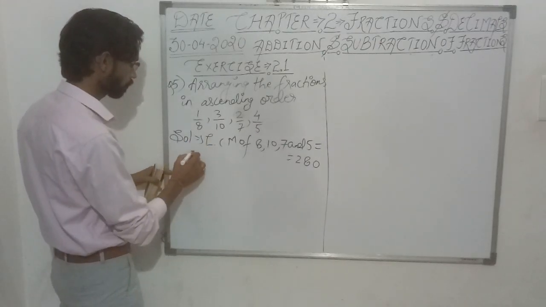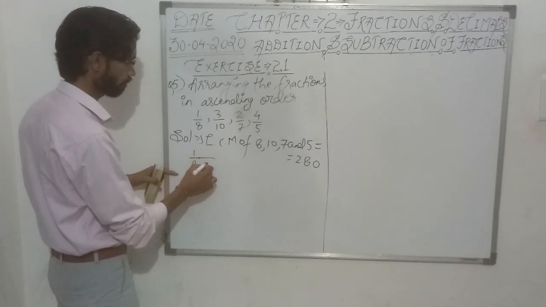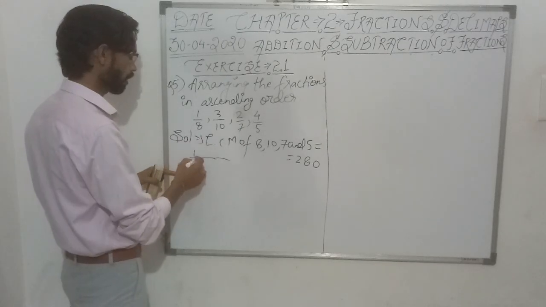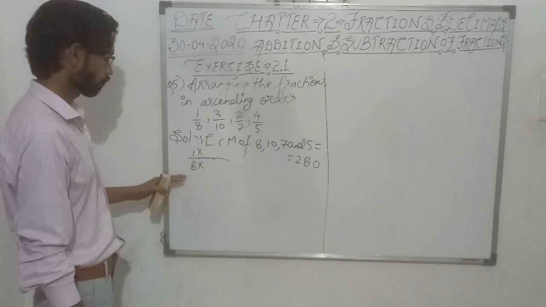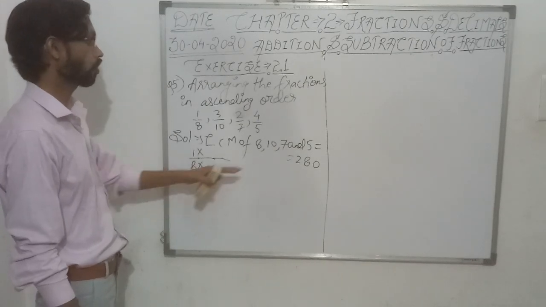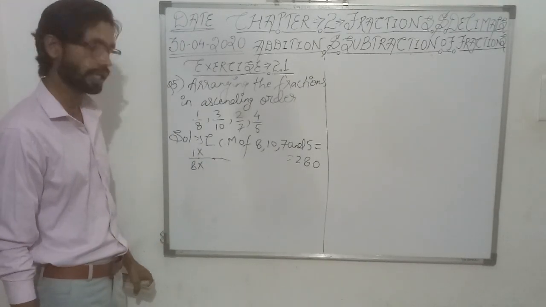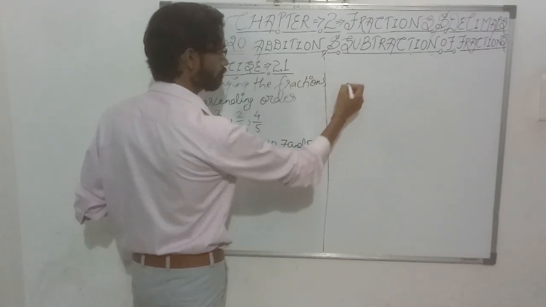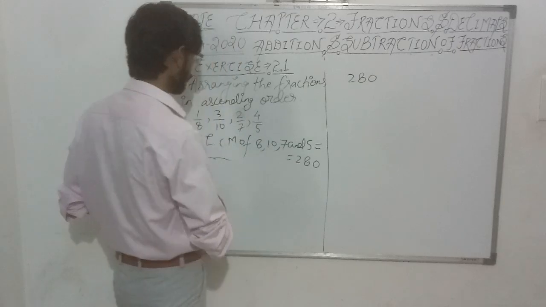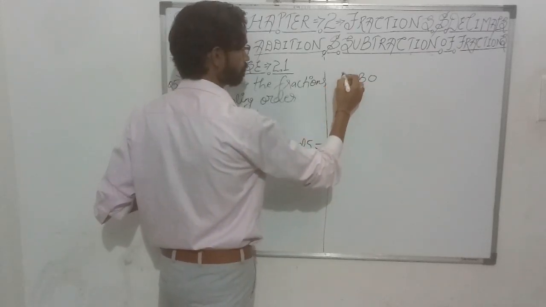So what we'll do, first of all, 1 by 8. We'll take up 1 by 8. By which number do we have to multiply 1 by 8 so that the denominator remains 280? Let's see. बिल्कुल इजी तरीका है इसका. हम क्या करेंगे, 280 को 8 से डिवाइड करेंगे.